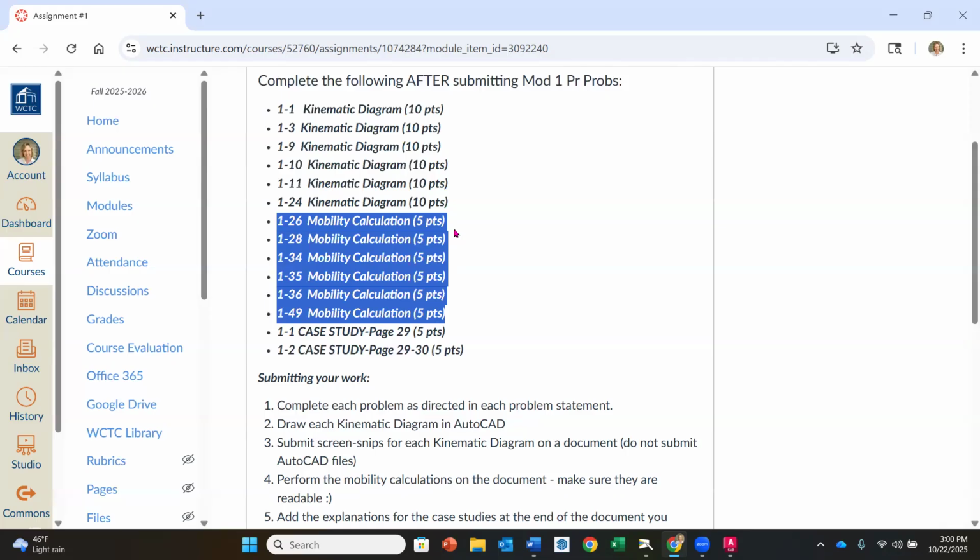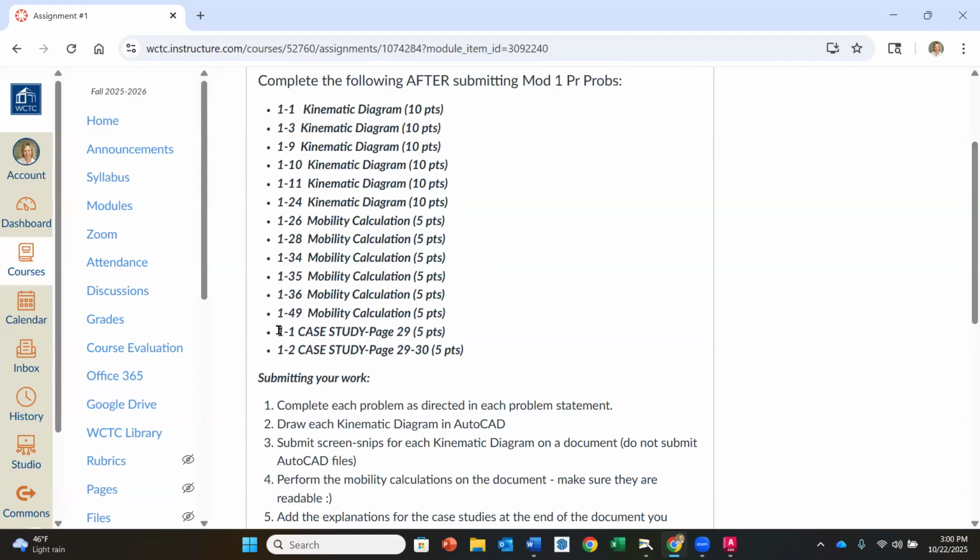Like we did in the practice problems, you can add it as part of the file, or you can add it in the Word document that you create to organize this stuff. Does that make sense? So really, I look at this as 6 problems, diagram and mobility equation, even though it looks like 12. And then at the end of the chapter, there are 2 case study problems. It's really just looking at a diagram and answering some questions along with it.